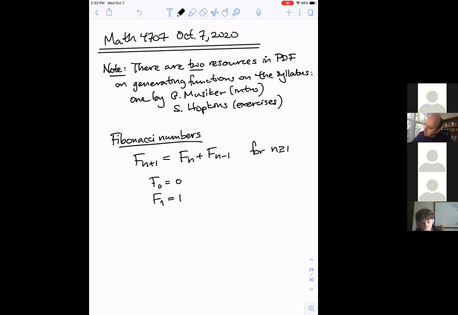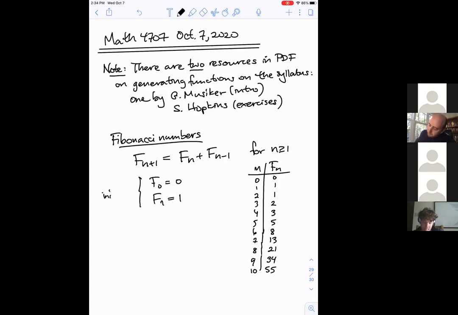started tabulating some more of them, and we got, let's just have our table out here again. Fn, a little bit of the table. We're not going to do that much. Let's see, 0, 1, 1, 2, 3, 5, 8, 13, 21. Maybe I'll do 2 more just to get to 9 and 10. 34 and then 55. Okay. And so these were the initial conditions that define them. This is the recurrence that defines the rest of them based on the initial conditions.